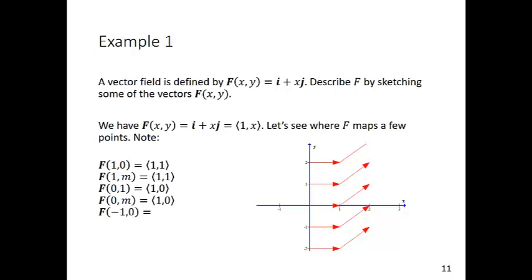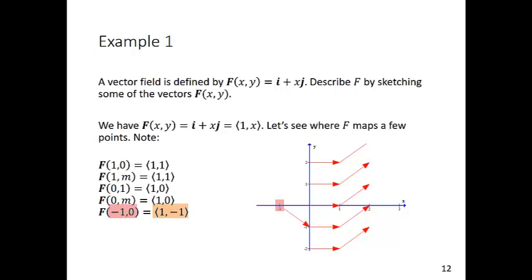What about the point (-1, 0)? This vector field is going to map the point (-1, 0) to the vector ⟨1, -1⟩. So starting at the point (-1, 0), we'll draw a vector that goes to the right 1 and down 1.